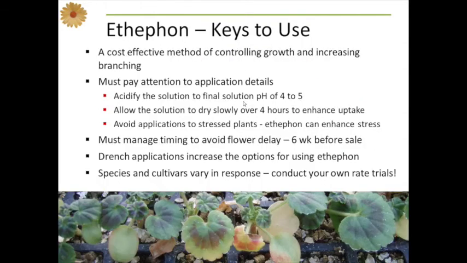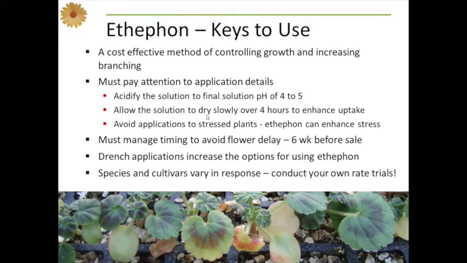Some of the keys to use is you have to pay attention to the application details. This is on the label that you must acidify that solution to a final pH of 4 to 5. So you want to make sure that your irrigation water will support that.